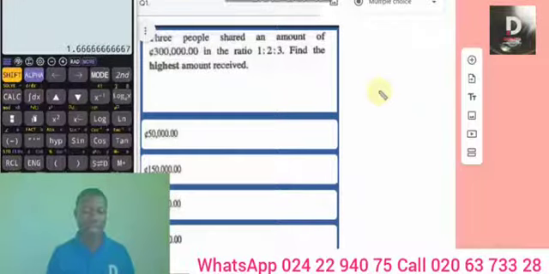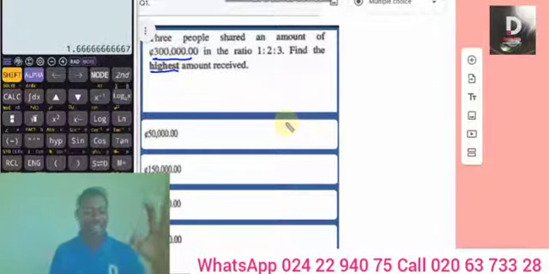How will the examiner present the question to you? How is it going to be presented, and what do you do? All right. Three people shared an amount of money, which is 300,000, in the ratio 1 to 2 to 3. Find the highest amount received. Simple.